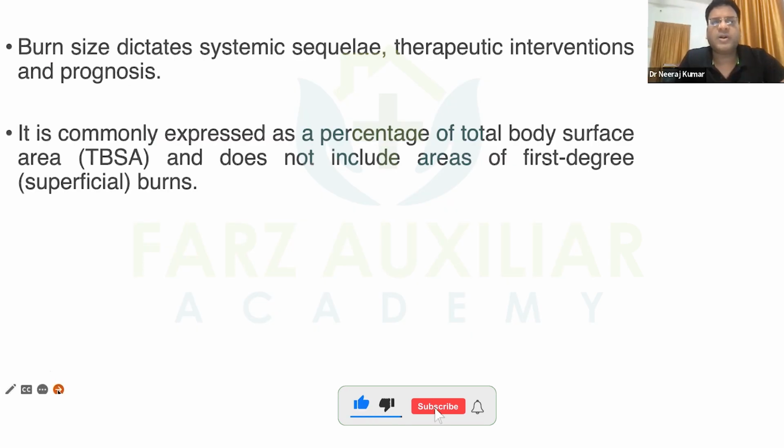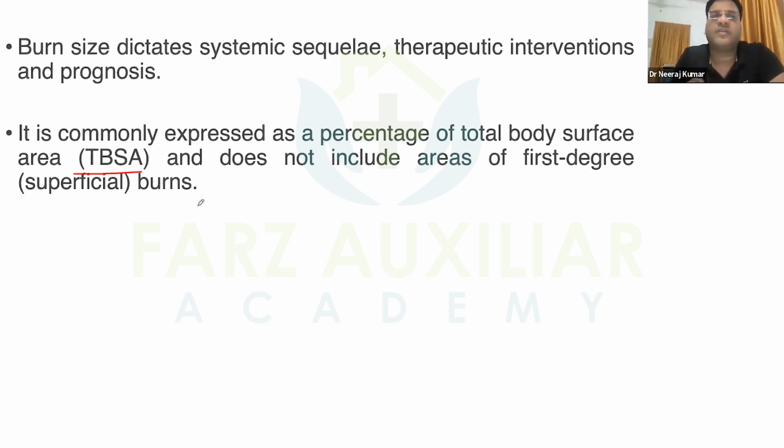Now, next part: how are you going to define those burn sites? Because the burn site dictates the systemic sequelae, therapeutic intervention, and prognosis. It is commonly expressed as a total body surface area, and it does not include the areas of first degree superficial burn. So for first degree superficial burn, the TBSA is not taken up. It is taken up for the partial or deep thickness, or third degree burn, dermal burns.